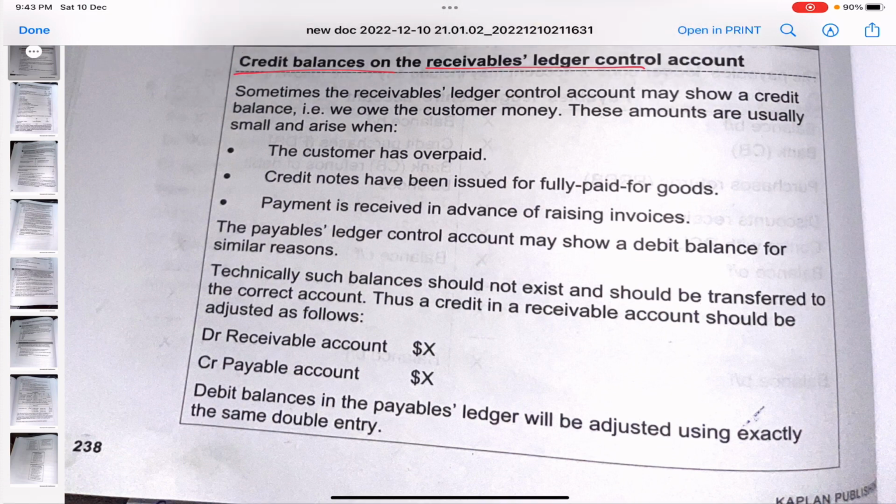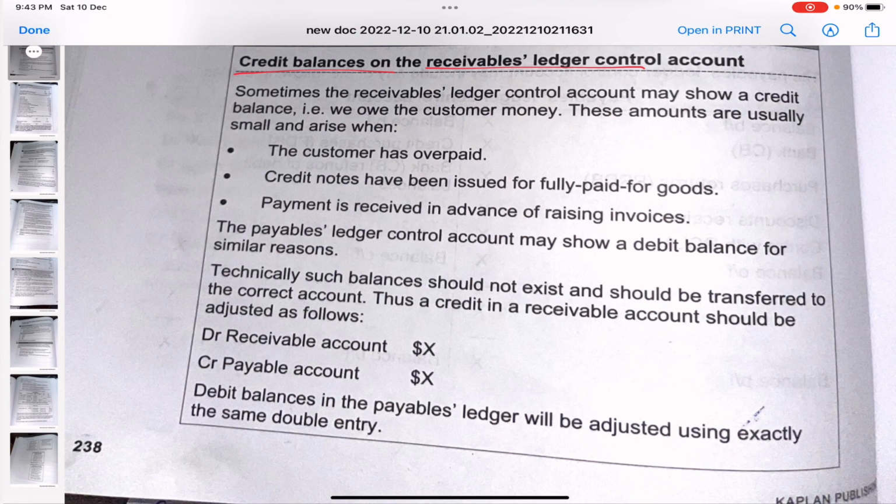Sometimes the receivables ledger control account may show a credit balance. We owe the customer money. These amounts are usually small and arise when the customer has overpaid us, and we need to return it back to them. So in such a situation it will be a credit balance.